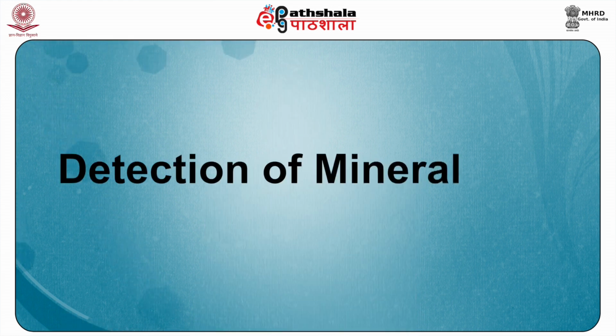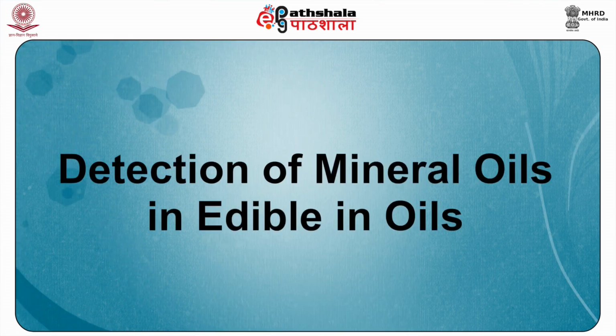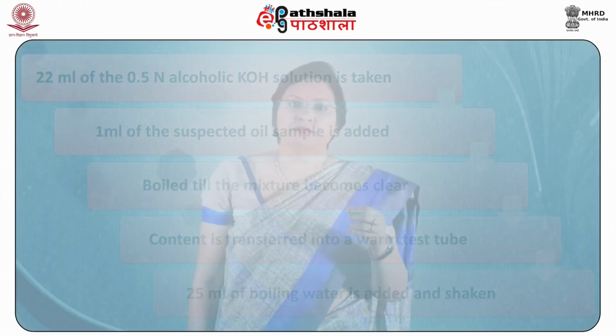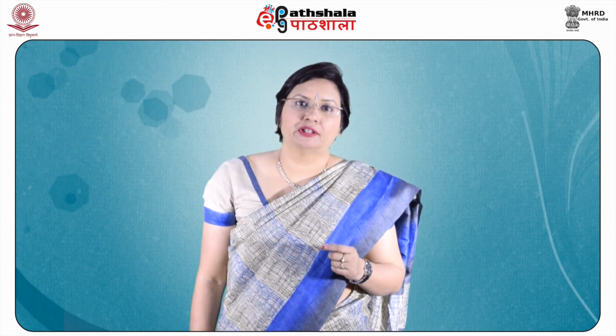level. Coming now to the detection of mineral oils in edible oils, this is done by taking about 25 ml of 0.5 normal alcoholic KOH solution. It is taken in a conical flask and 1 ml of the suspected oil sample is added. It is then boiled till the mixture becomes clear and free from any oil drops on the side wall of the flask. The whole content is then transferred into a wide mouth warm test tube. After that, 25 ml of boiling water is added along the side of the wall and it is shaken lightly. The appearance of turbidity indicates a positive test for the presence of mineral oil.